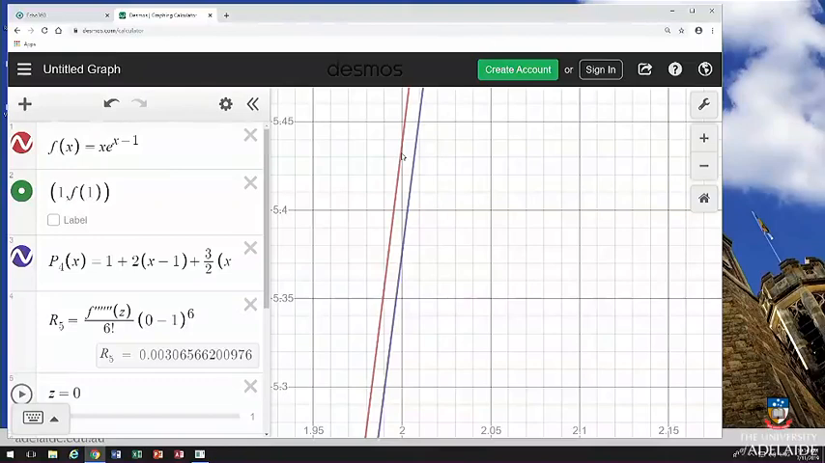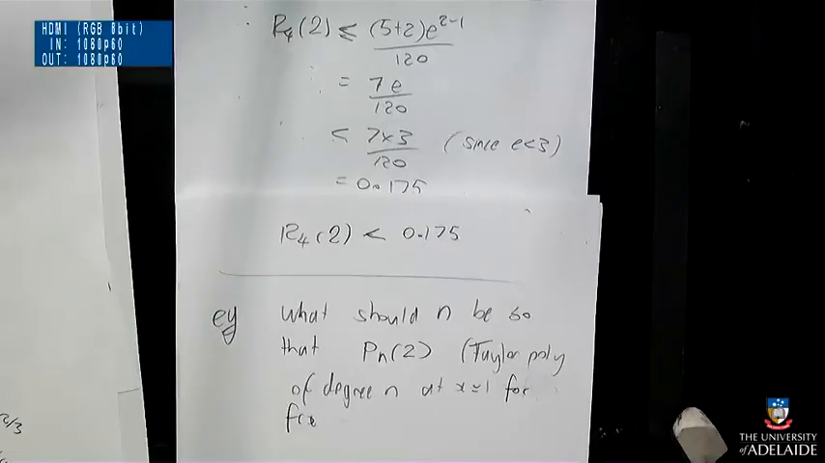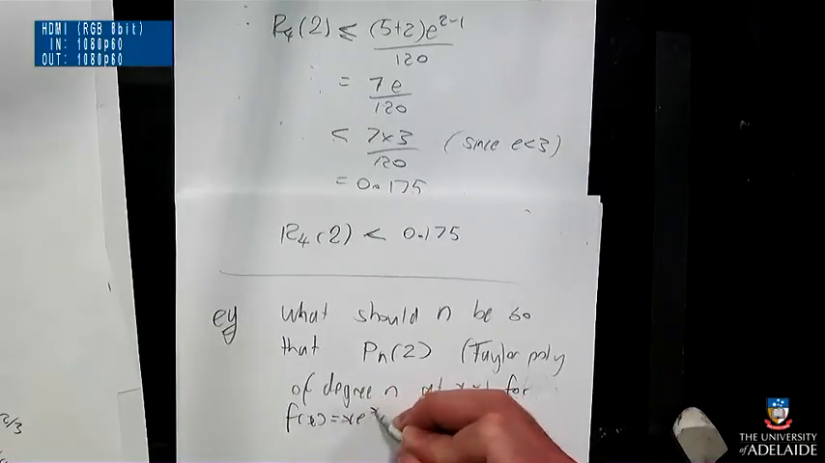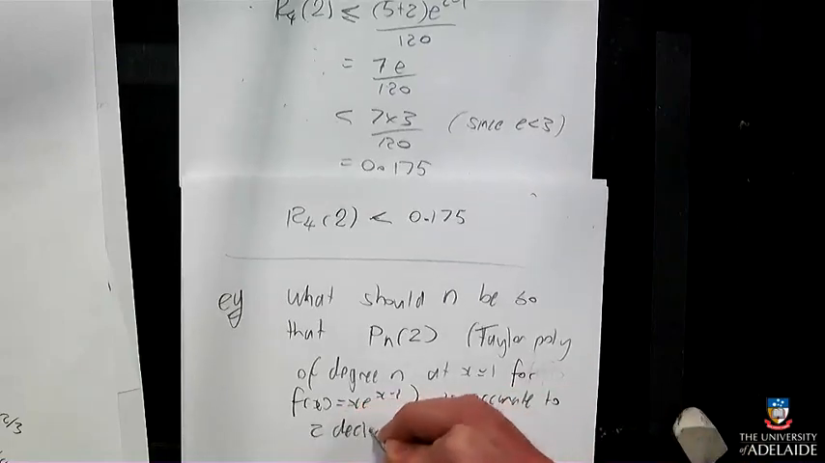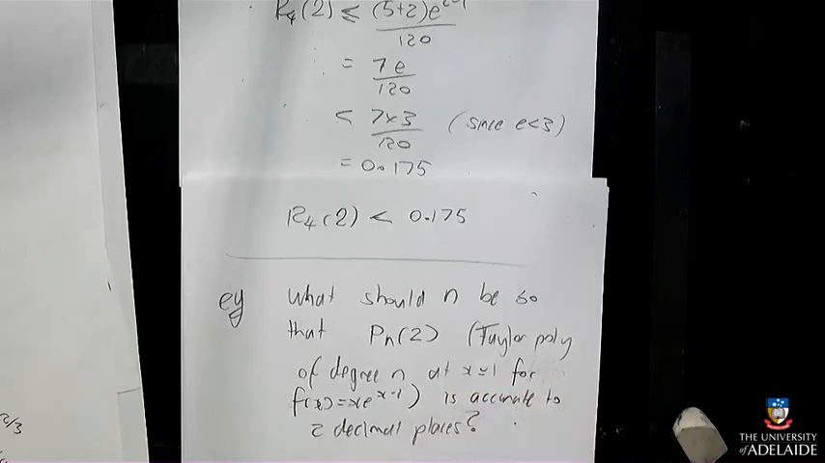Pn(2), as you know, the Taylor polynomial of degree n at x equals 1 for f of x equals x e to the x minus 1, is accurate to 2 decimal places? Not good at judging space today, and I'm not even writing on the screen. So that's my question that I'm going to ask.